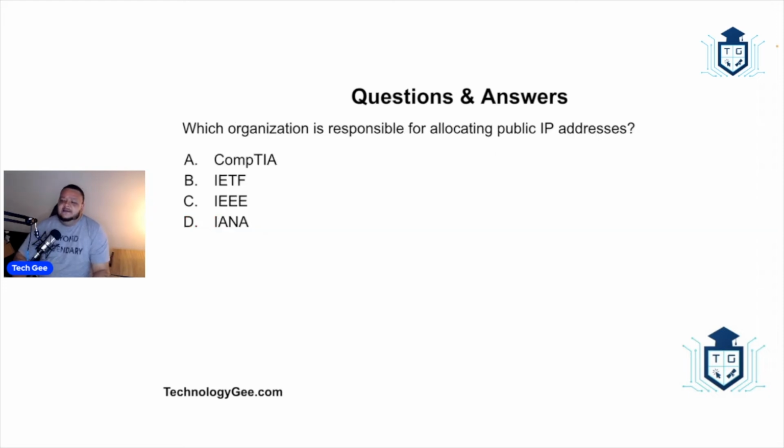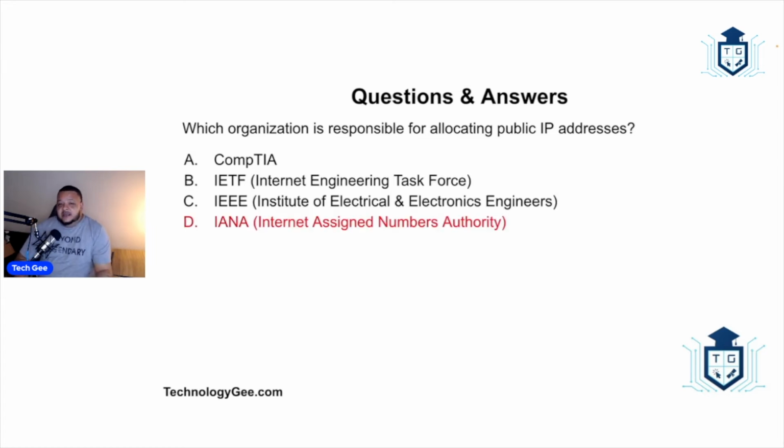Which organization is responsible for allocating public IP addresses? Would it be CompTIA, IETF, IEEE, or IANA? So who is responsible for dishing out these public IP addresses? This would be an organization known as the Internet Assigned Numbers Authority. They come up with a block of IPs, pass it off to your ISP, and your ISP kicks off your public IP address to your network, which is directly linked to your house. And then from there, you can do some subnetting and all this other wonderful stuff if you want, which most people don't.